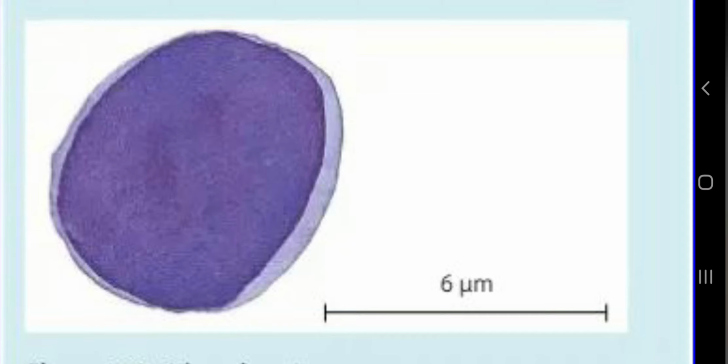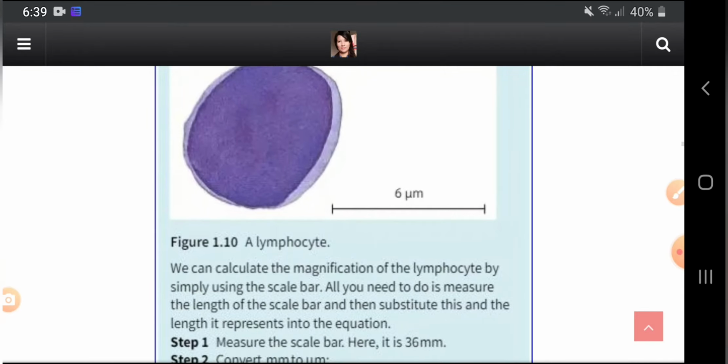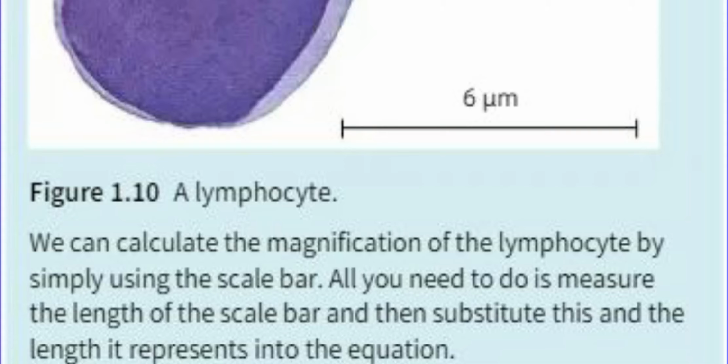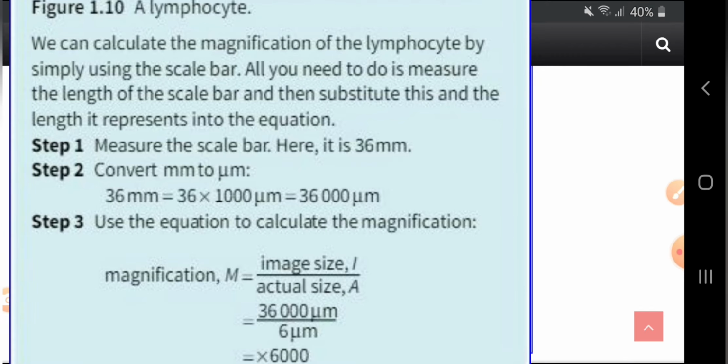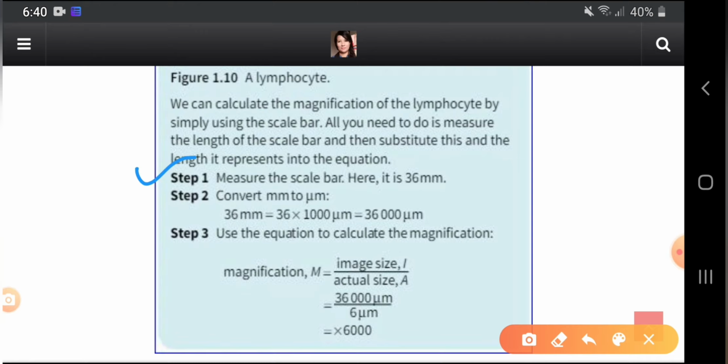This is a lymphocyte, that is 6 micrometers. First we can calculate the magnification of the lymphocyte by simply using the scale bar. All you need to do is measure the length of the scale bar and then substitute it, and the length it represents, into the equation. Step number 1, measure the scale bar, that is 36 millimeters. Convert millimeters to micrometers, that is the same, guys. Then you get the answer.